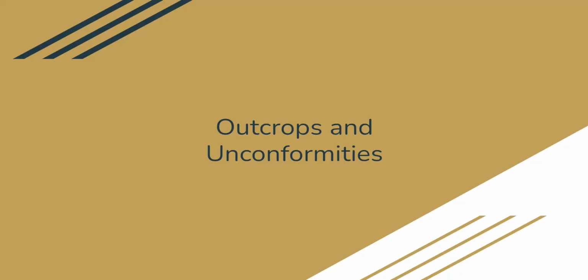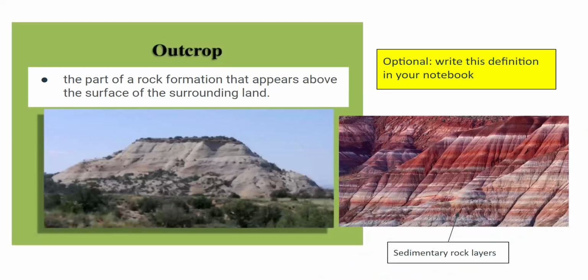Hi everyone. So today we're going to start by talking about what outcrops are and what unconformities are and why they're relevant to earth science. So outcrops are the part of a rock formation that appears above the surface of the surrounding land. Basically, it is just a higher land area next to a flatter land area.